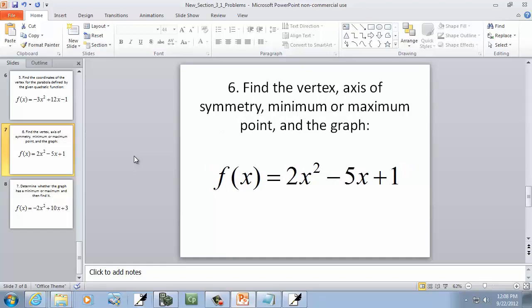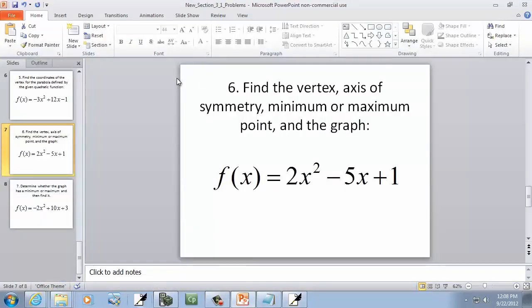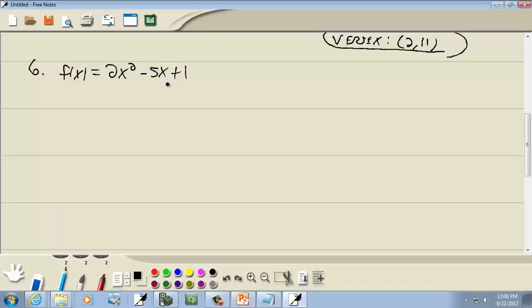Well, let's take a look at this one. This one's going to ask us to find everything: the vertex, axis of symmetry, min or max, and then graph. So we've got f of x is equal to 2x squared minus 5x plus 1. Now, to begin with, I know my a is what's before the x squared, so a is positive. So I know my graph's going to open up. Now, opening up, I know it's going to have a min. So there's some things that right away a tells me. If a was negative, it would open down and we'd have a max.